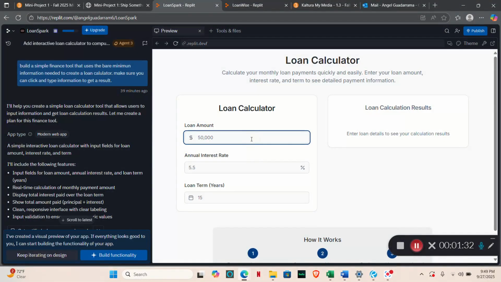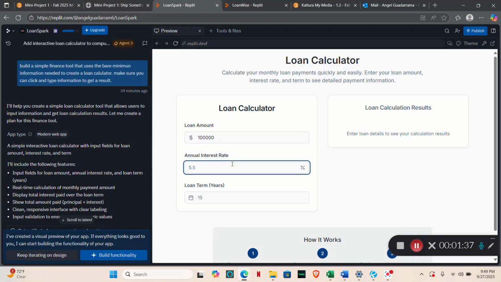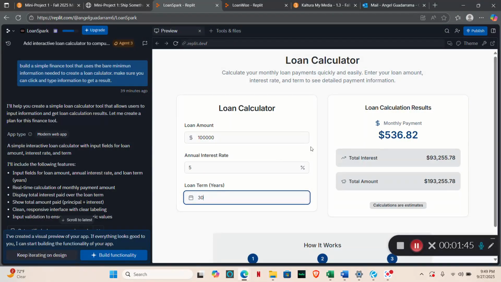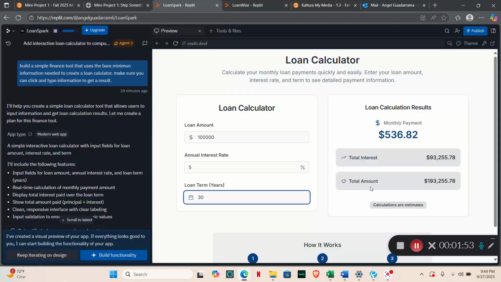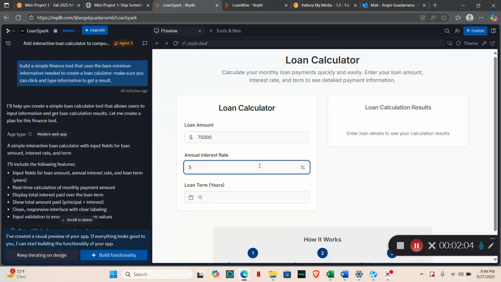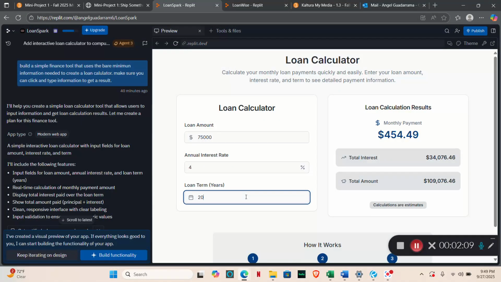So let's say we have a loan of 100,000 with an interest rate of 5% for a term of 30 years. You get your monthly payment, the total interest on it, and the total amount that's going to be paid with it. As you can see, it works pretty well. You can insert any number you like. Say we do 5,000, an interest rate of 4%, for 20 years. You get your monthly payment, the total interest on it, and the total amount.